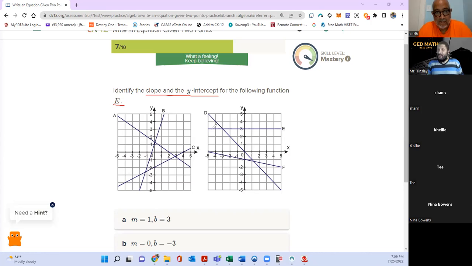Mr. Tinsley showed me how to do this. Mr. Tinsley told me to calm down. Mr. Tinsley told me, I'm telling you, it's going to work. I'm telling you, I've been doing this too long.